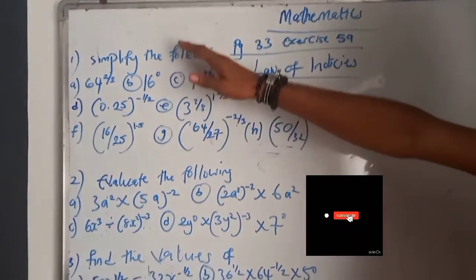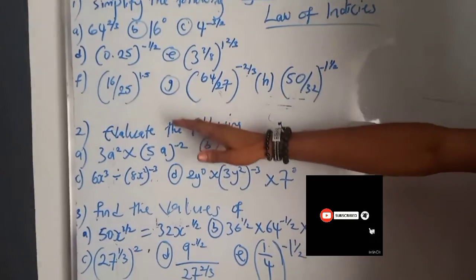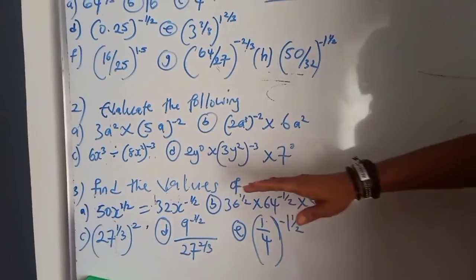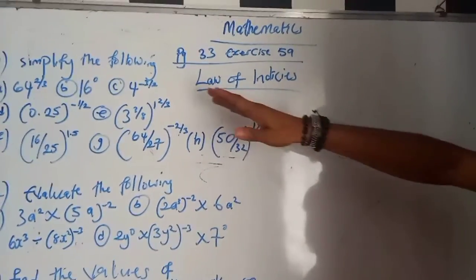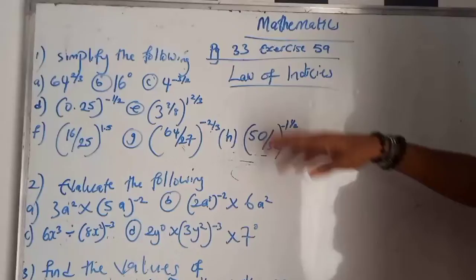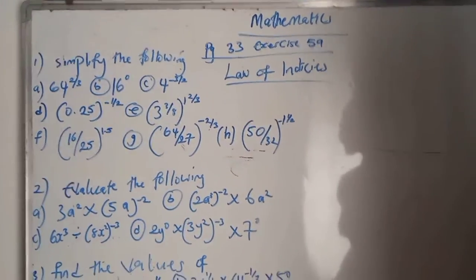This is all the exercise we are going to do. Although it is 1 to 5, for now we're going to take 1 to 3. If this is the first time you have solved pages 15 and 16 in the comprehensive textbook and the exercises, this is another exercise here. Let's go to the law of indices.